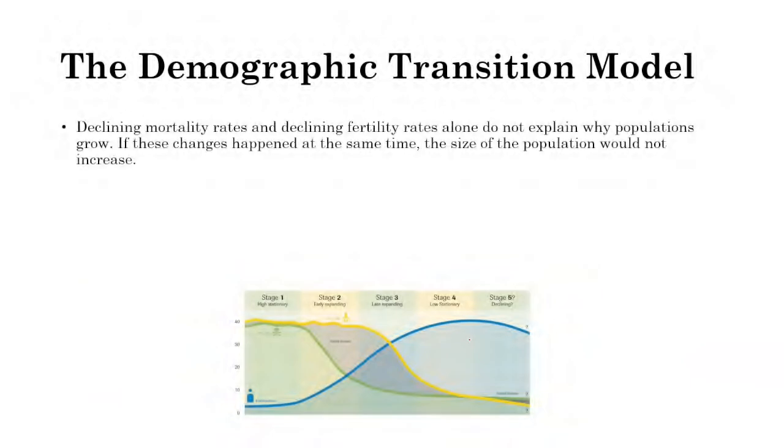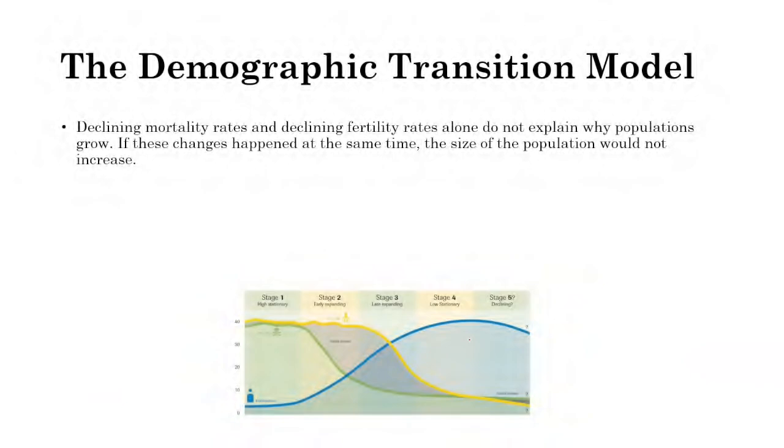So what does this model even do? What's the purpose? Now, for some context, declining death rates, declining mortality rates, and declining fertility rates are not the only reasons for why populations grow. For one, we have immigration and emigration. That's a reason why populations grow.